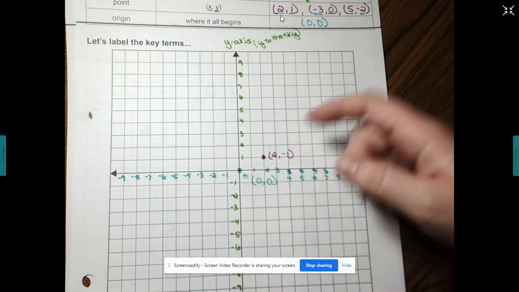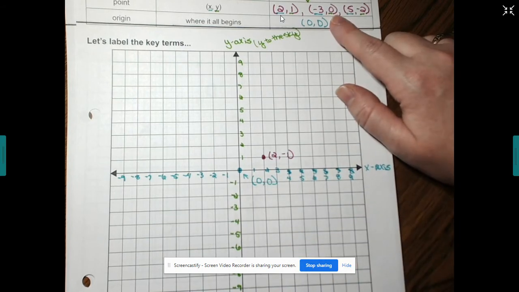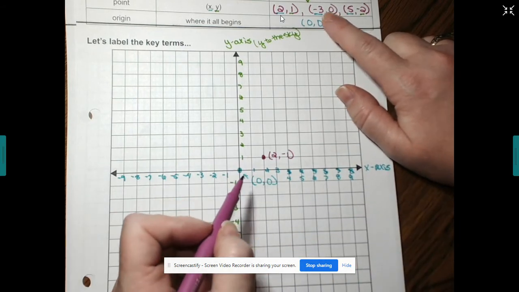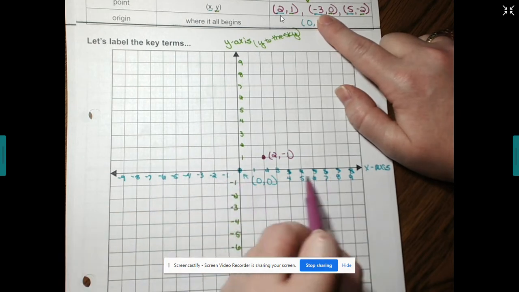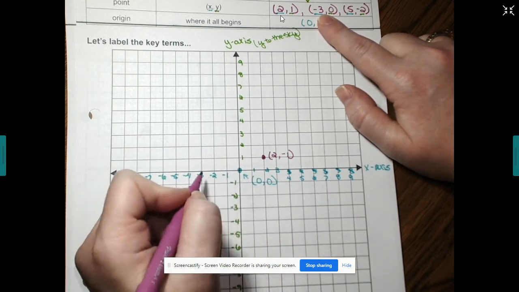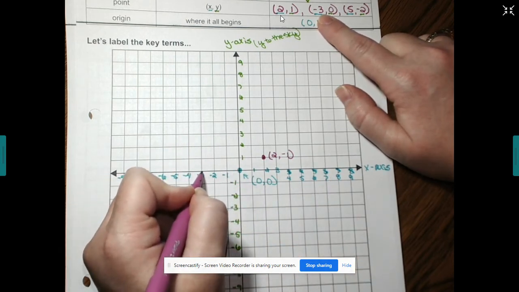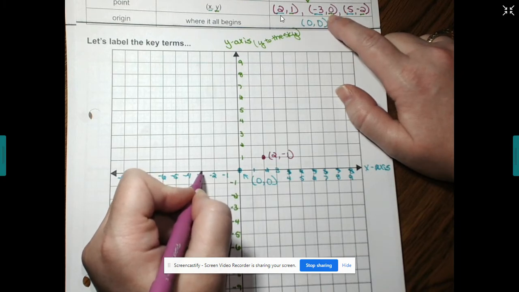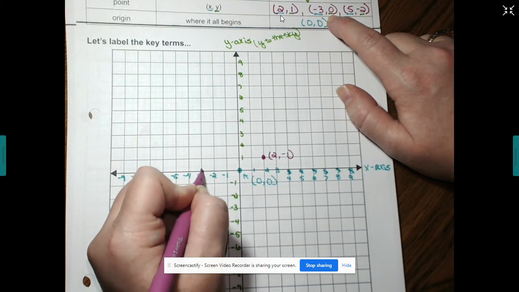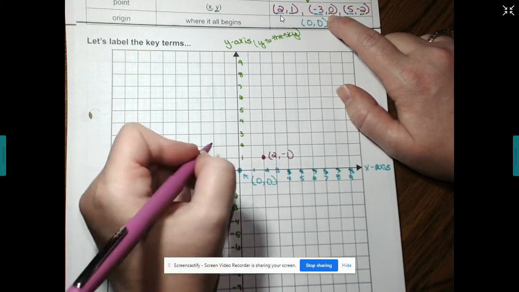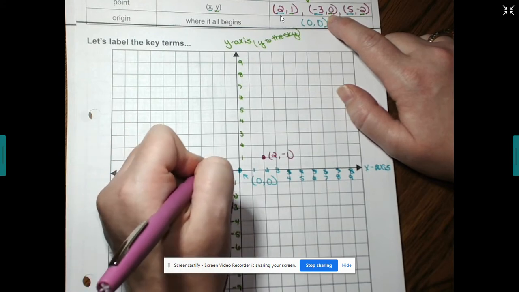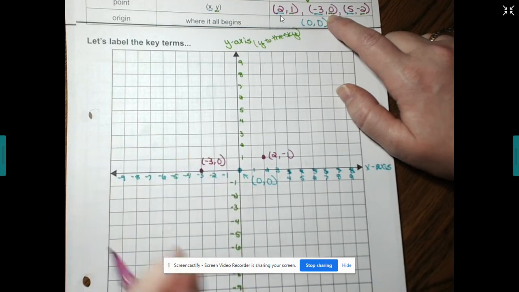Let's see if we can find our next point, which is -3, 0. Okay, so we start with our x value. We find our -3. Oh, negatives are on this side. So -3. And then it tells us how many to go up or down. How many do I go up or down? None. 0. So it's actually right there. So -3, 0.